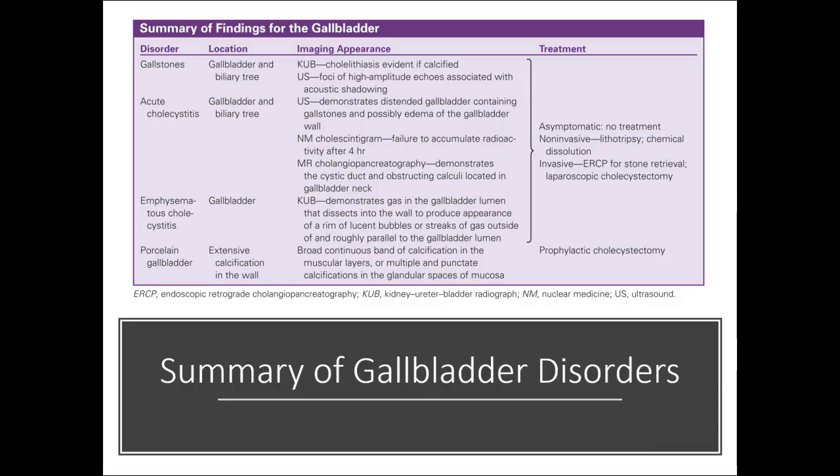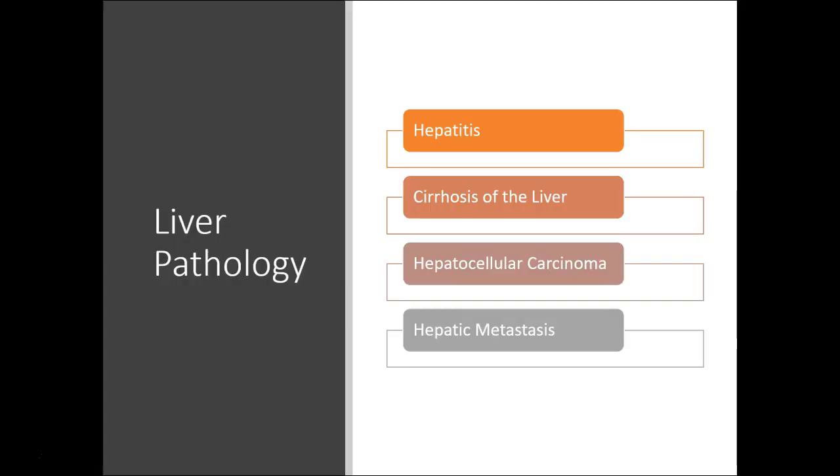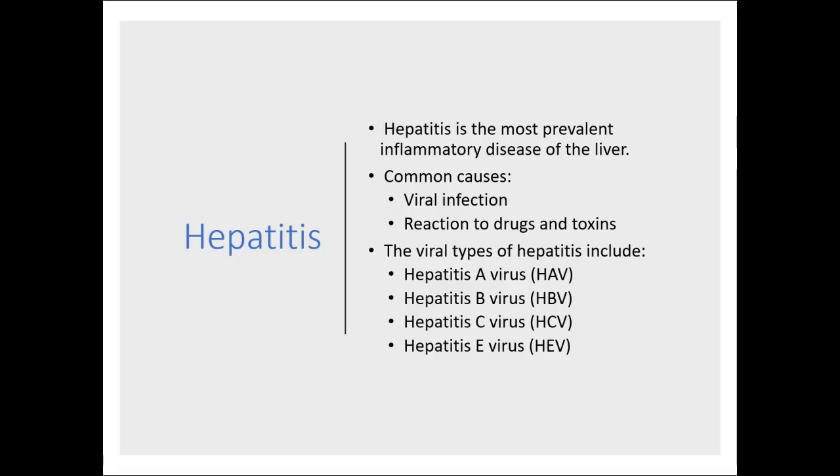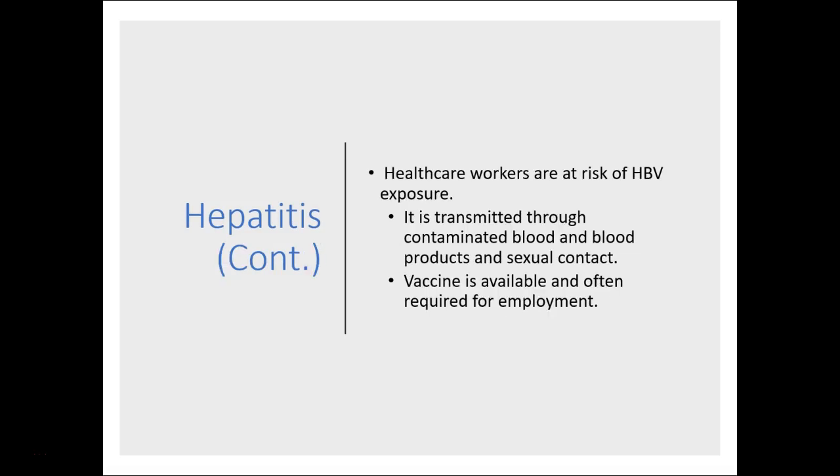So here are your different summaries of the gallbladder pathologies. Now we're going to go into the liver pathologies. We have hepatitis, cirrhosis of the liver, hepatocellular carcinoma, and hepatic metastasis. Hepatitis is the most prevalent inflammatory disease of the liver. It's usually from viral infection or reaction to drugs or toxins. There are different viral types of hepatitis: A, B, C, and E.